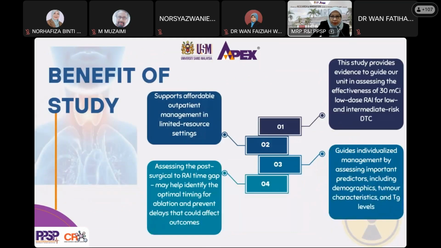The benefit of the study is similar to the significance of the study. This study will provide us guidance in assessing the effectiveness of 30 mCi in low-dose RI for low risk and intermediate risk. It will support affordable outpatient management in a limited resource setting. It also will guide us in personalized, or individualized, management of patients, and also assess the time gap that we need to give the RI post surgery.